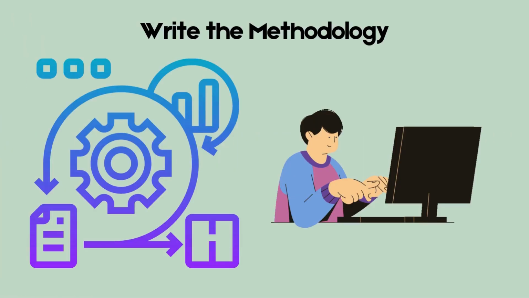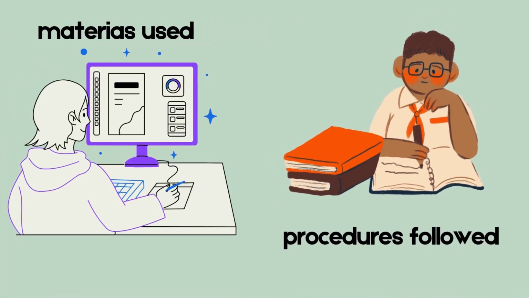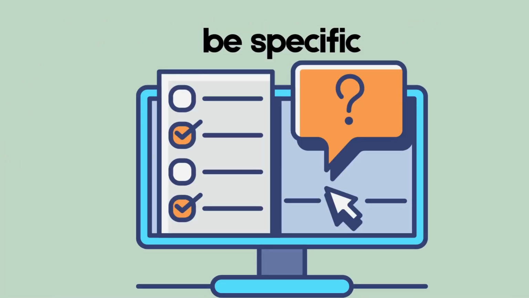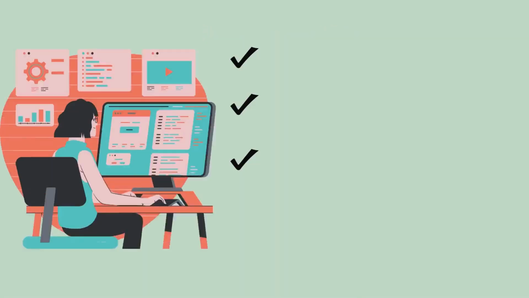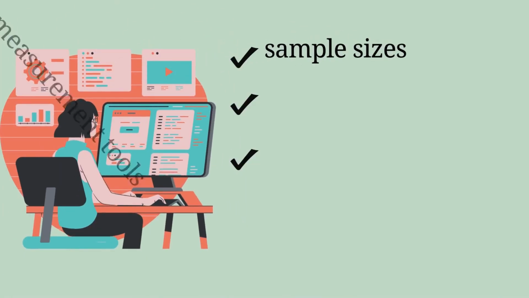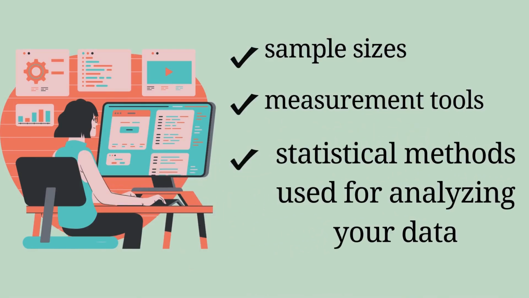Step 5. Write the methodology. In the methodology section, you explain how you conducted your study, describe your experimental designs, the materials you used, and the procedures you followed. Be specific so that others can replicate your work. Make sure to include details like sample sizes, measurement tools, and statistical methods used to analyze your data.